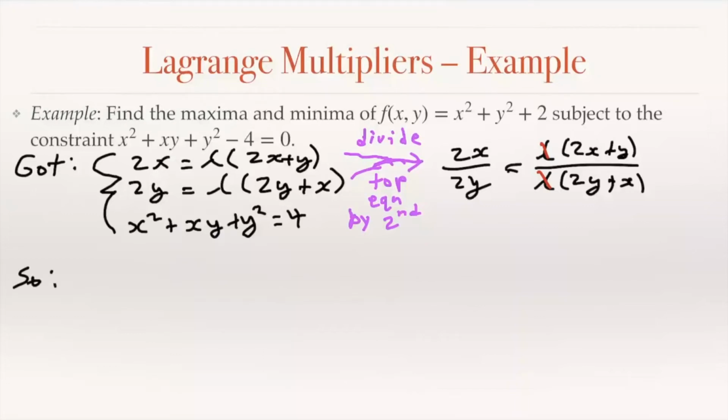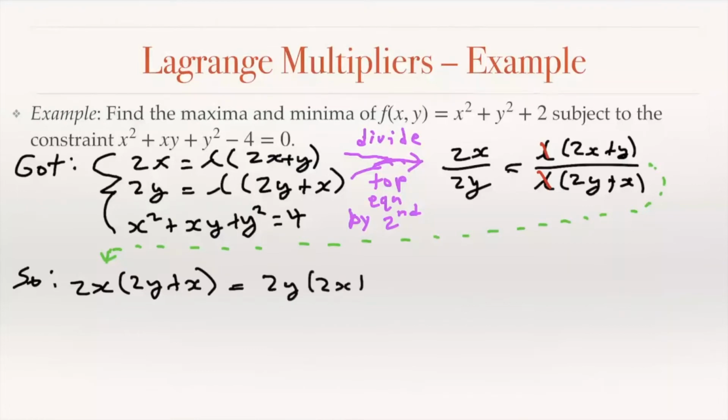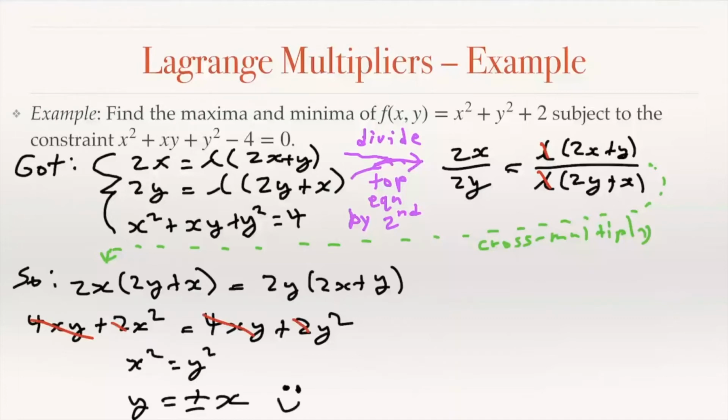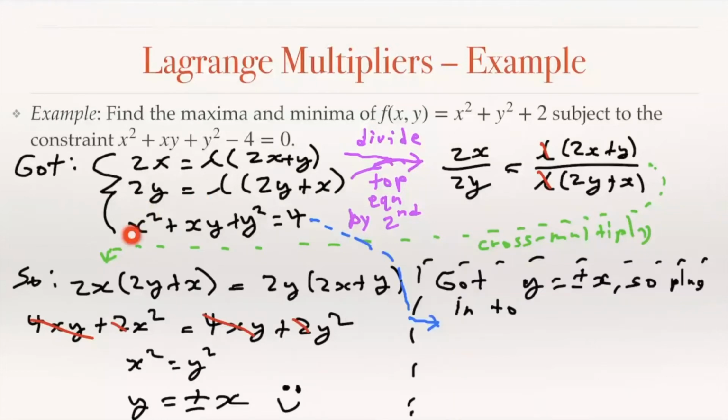Okay, so then we have from this cross multiplying 2x times 2y plus x is equal to 2y times 2x plus y. And that's 4xy plus 2x squared is 4xy plus 2y squared. And once again, we have a very nice canceling of things. We wind up with just x squared is y squared, aka y is plus or minus x. Okay, so the first two equations reduced to y is plus or minus x. That's super nice. Now we can deal with this last one.